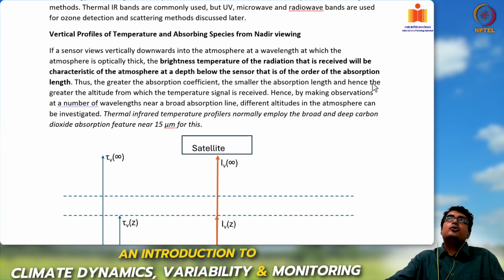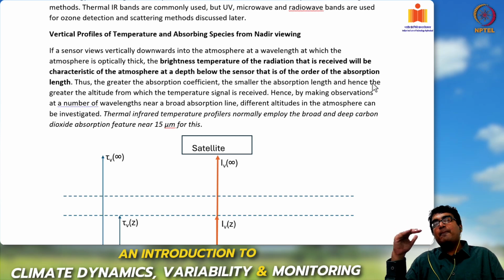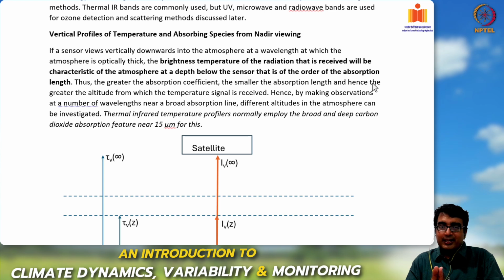Okay. So suppose the absorption length is such that it is 3 km above the ground surface. Then the temperature that the satellite will primarily detect will be the temperature of the atmosphere at 3 km above ground. Okay. So if the atmosphere is optically thick, then at the order of the absorption length, the optical thickness tau value, that is the temperature signal that this satellite will receive.